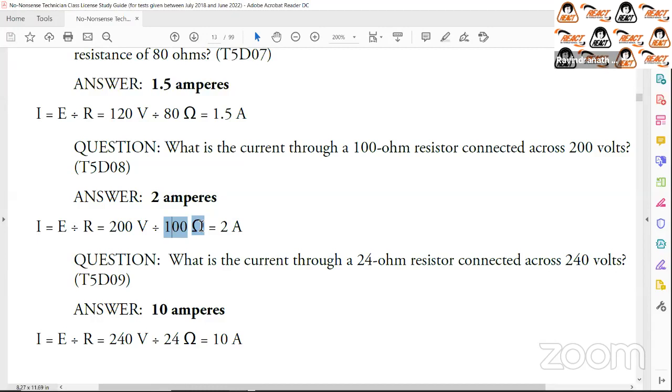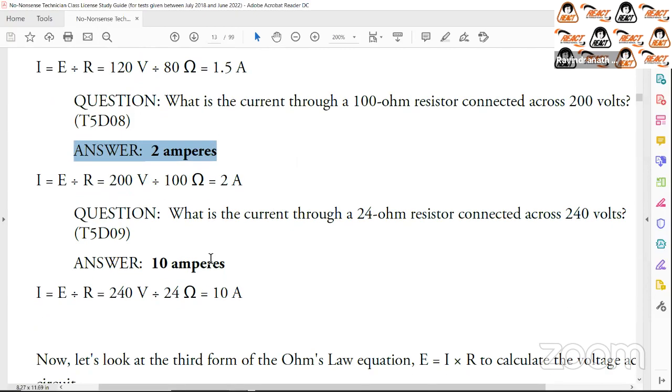We plug it in the formula. So we end up with a formula that says 200 divided by 100, right? Just always bear in mind 200 volts divided by 100 ohms, right? Equal to 2. 2 what? 2 amps or 2 amperes.